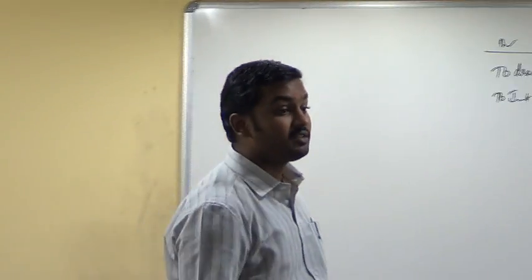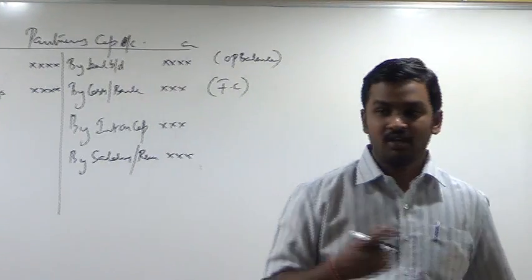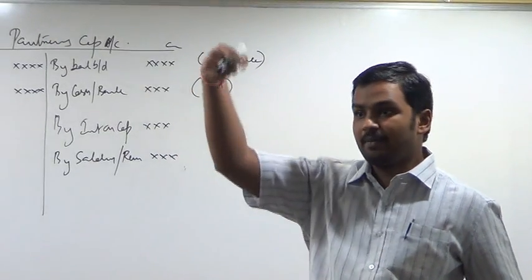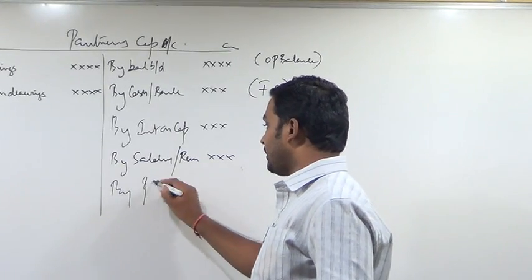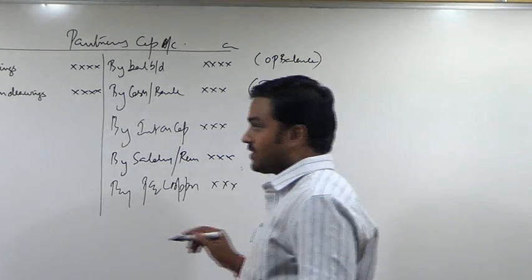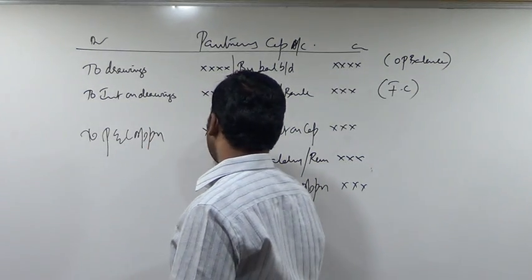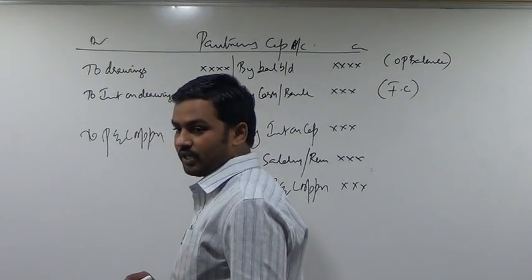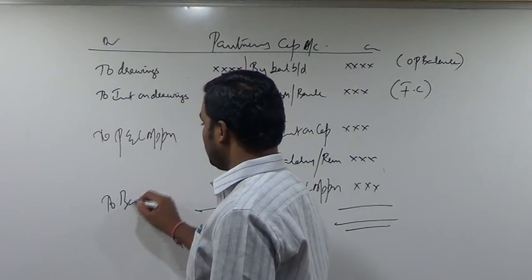Now, when a partner gets share in profits, as you have just learned, what is the entry you write? P&L appropriation account debtor to partner's capital account. When there is a loss, partner's capital account debtor to P&L appropriation account. So when there is a profit, by P&L appropriation account, share in profits. If there is a loss, to P&L appropriation account, when there is a loss. Okay. So now, what will you get? Closing balance. To balance carried down.